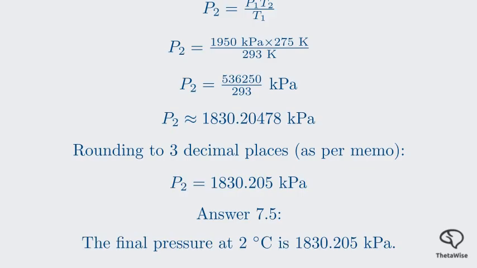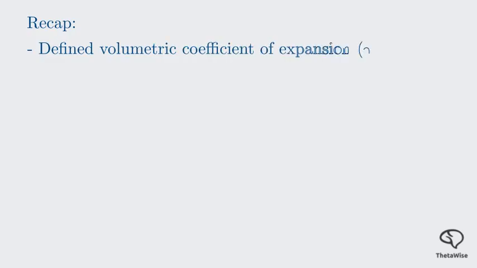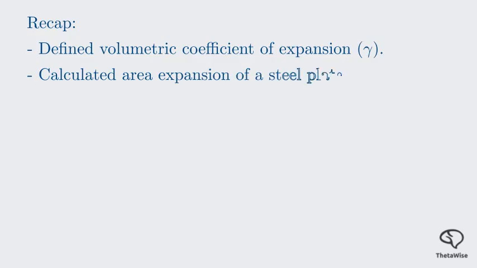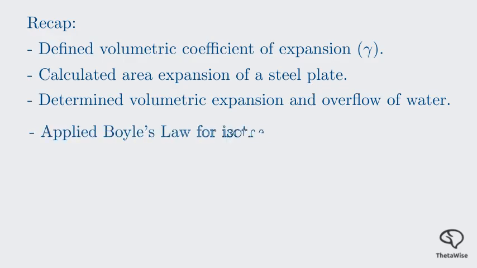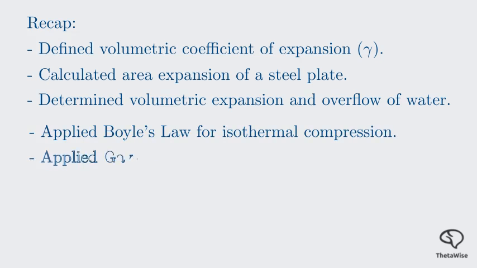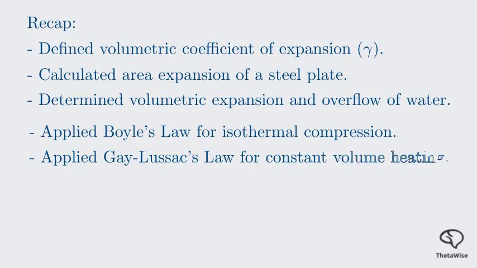This completes question 7.5. Let's quickly recap what we've accomplished in this session. We started by defining the volumetric coefficient of expansion. Then we solved a problem involving thermal area expansion of a steel plate. After that, we calculated the expansion of water and the resulting overflow when heated. Finally, we applied the ideal gas laws, specifically Boyle's law for isothermal compression and Gay-Lussac's law for a constant volume process, to find an unknown volume and pressure respectively.